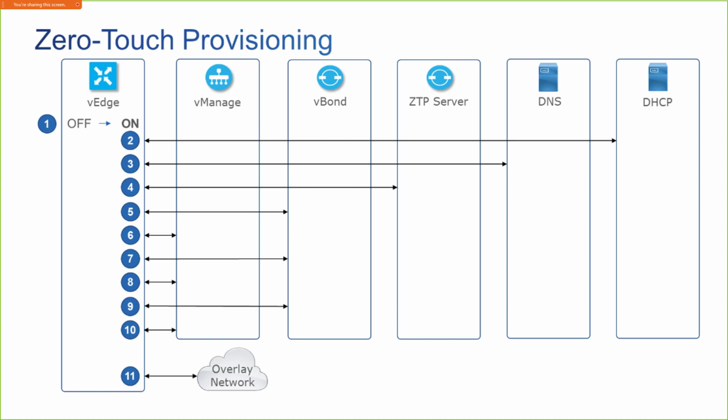All right. So they don't actually have that depicted in the diagram here as well, but it's not just vBond, but it's also vManage. I guess in this case, they're actually referencing that as step 7, step 8, step 9, and step 10. And then that's when we get to join the overlay network.